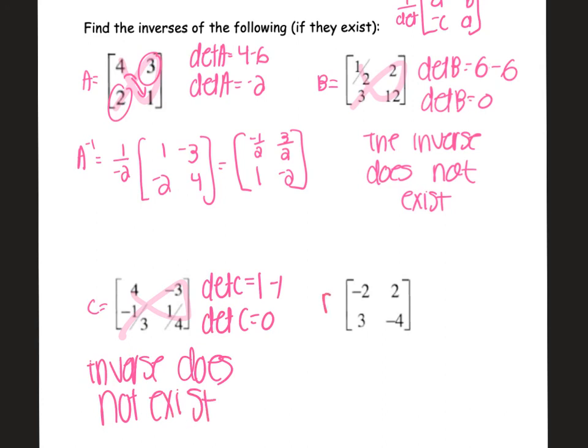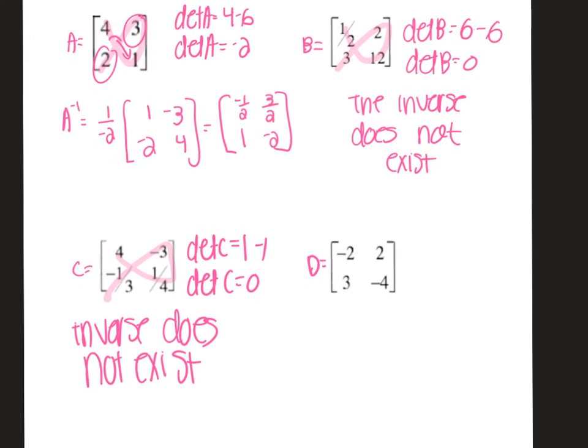Now lastly, last problem. This one is going to have an inverse, so find the inverse of D. The first thing I need to do is find the determinant of D. I'm going to do negative 2 times negative 4 minus 2 times 3. Negative 2 times negative 4 is 8, and 2 times 3 is 6, so my determinant of D is 2.